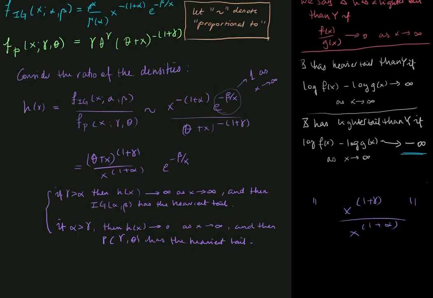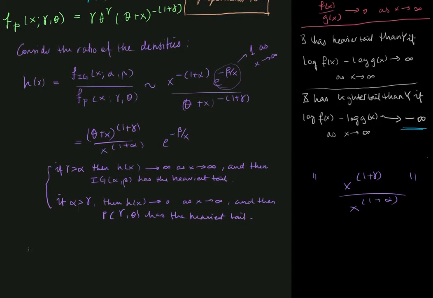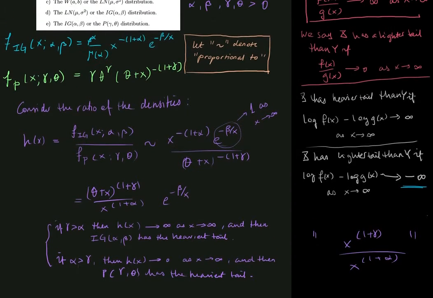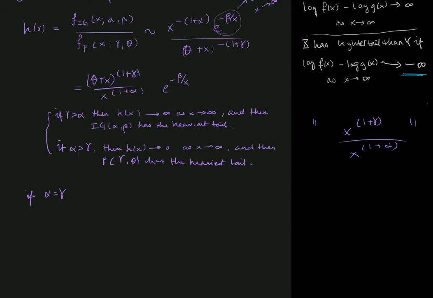Now, we are not completely finished yet because there is still the last case, if alpha is equal to gamma. So what happens if alpha is equal to gamma? First and foremost, we note that even if alpha is equal to gamma, these two expressions will never be equal. So the densities will be different, and the two distributions are not equal, even though gamma is equal to alpha.